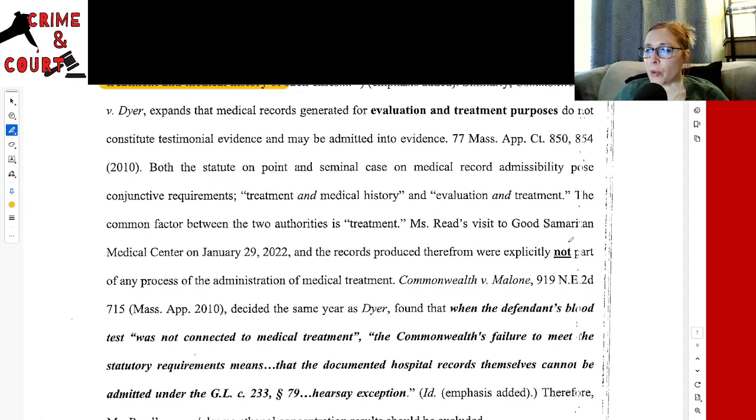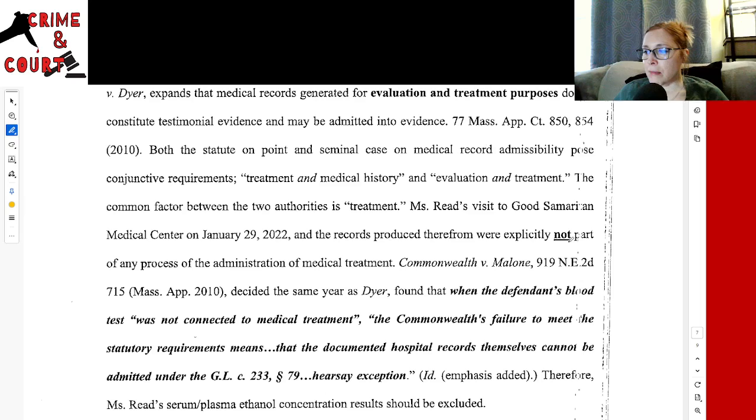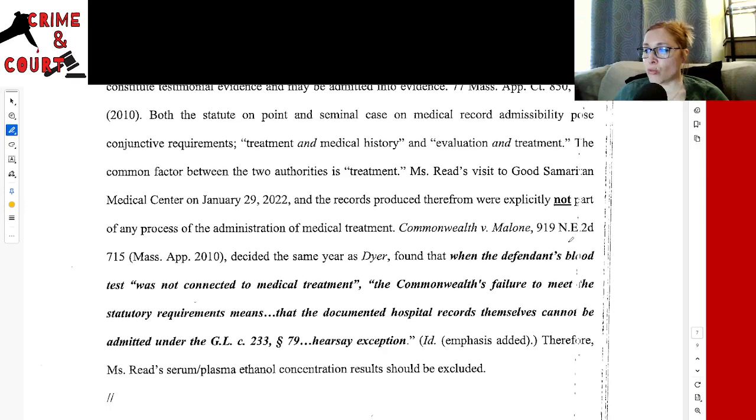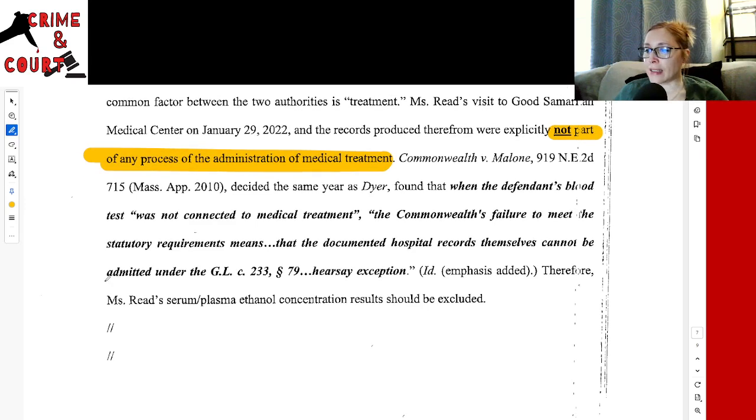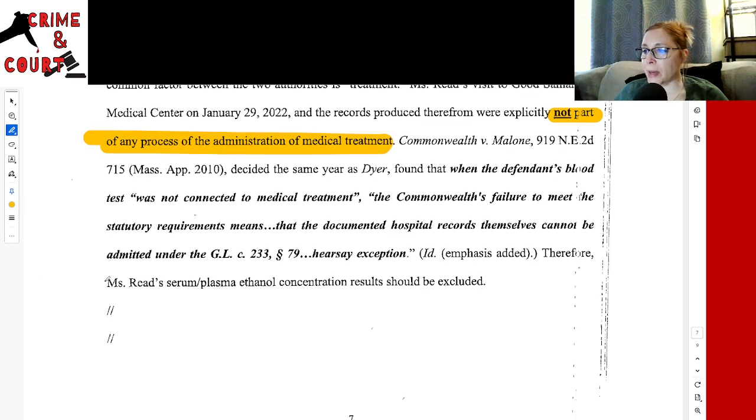Both the statute on point and the seminal case on medical record admissibility pose conjunctive requirements: treatment and medical history, and evaluation and treatment. The common factor between the two authorities is treatment. Ms. Reed's visit to Good Samaritan Medical Center on January 29, 2022, and the records produced, therefore, were explicitly not part of any process of the administered medical treatment. So there's another way that this is not inadmissible, because it's not about her treatment at all.